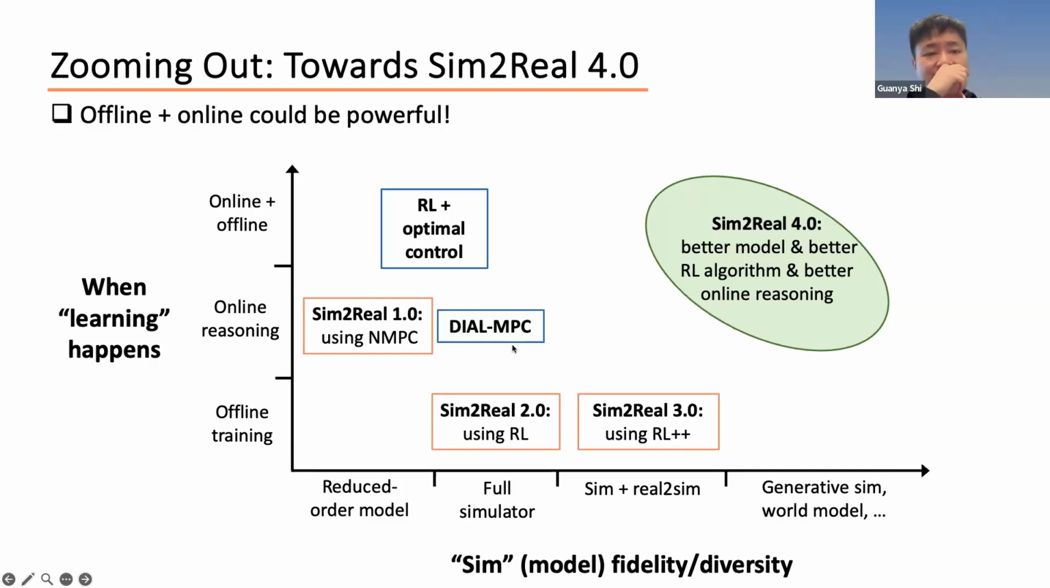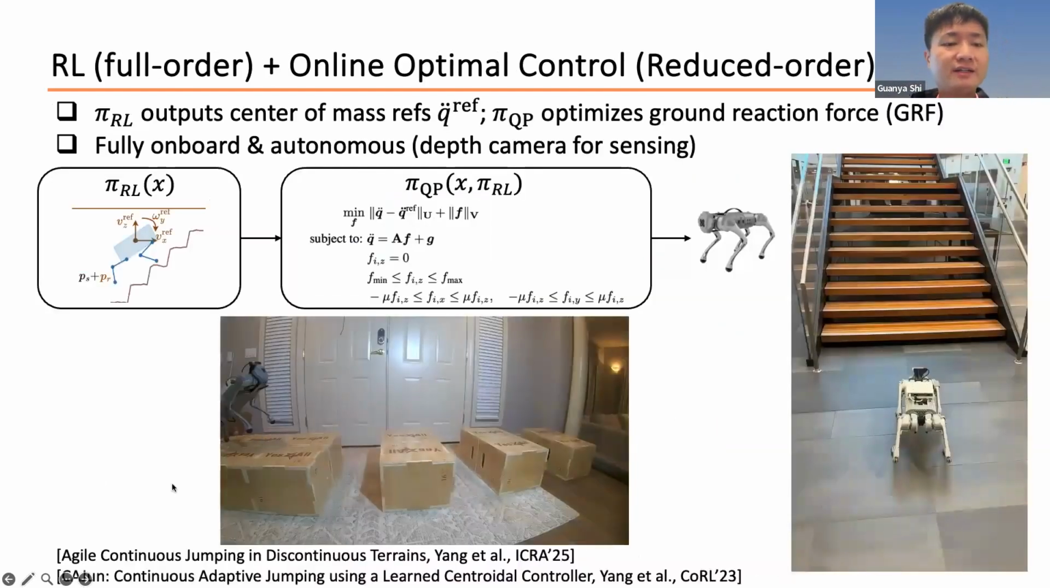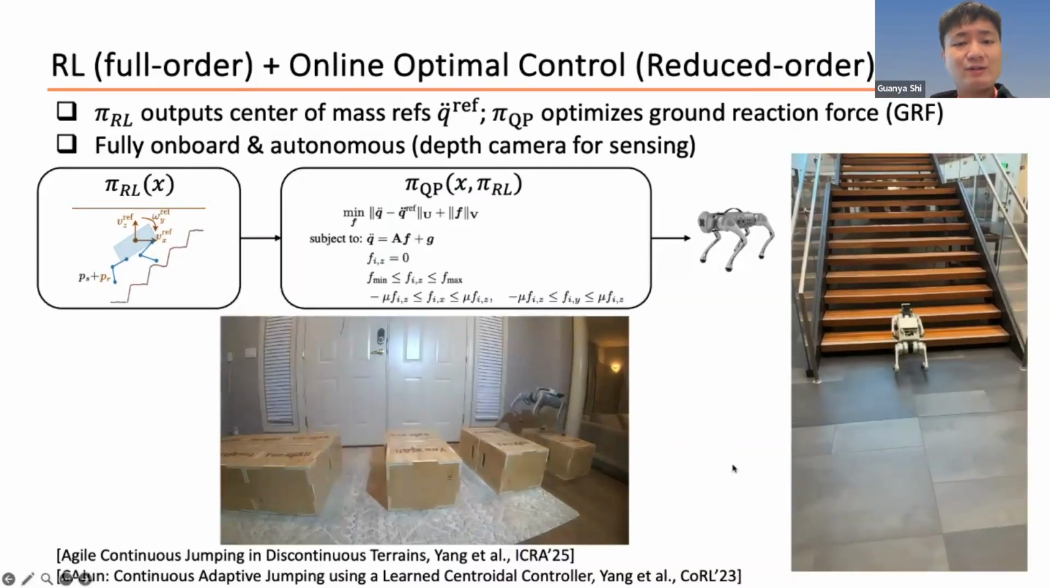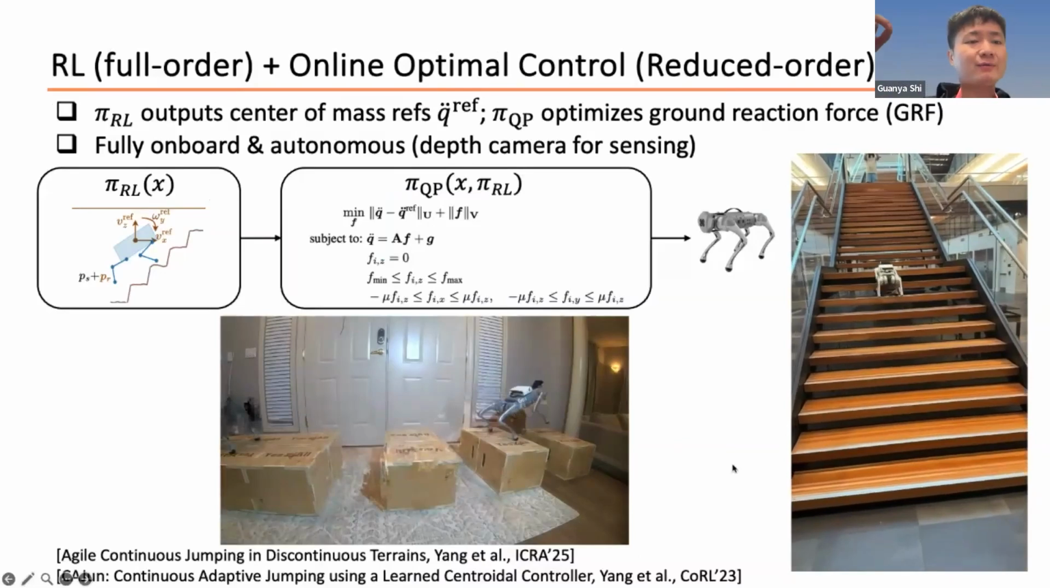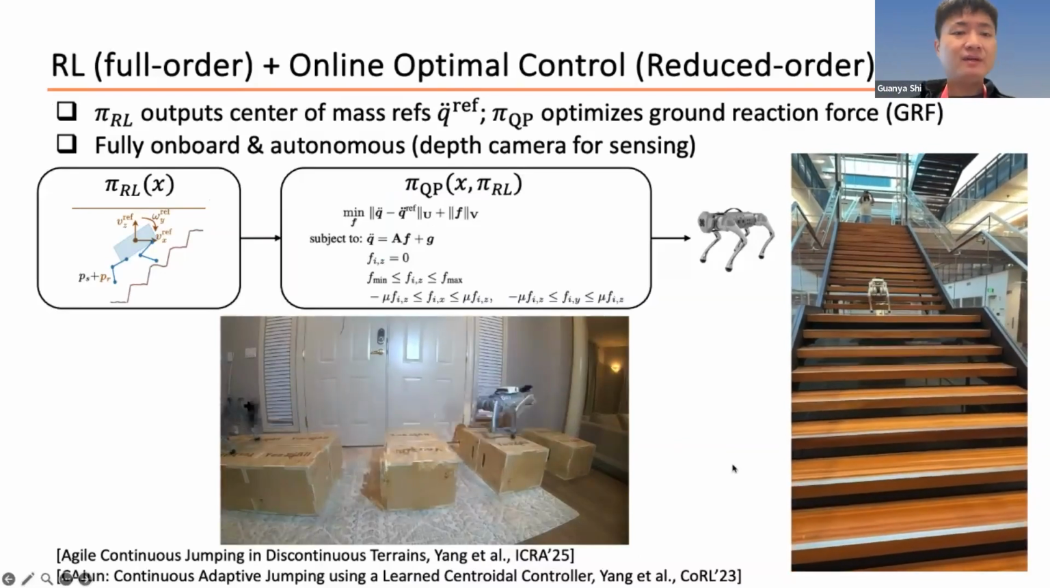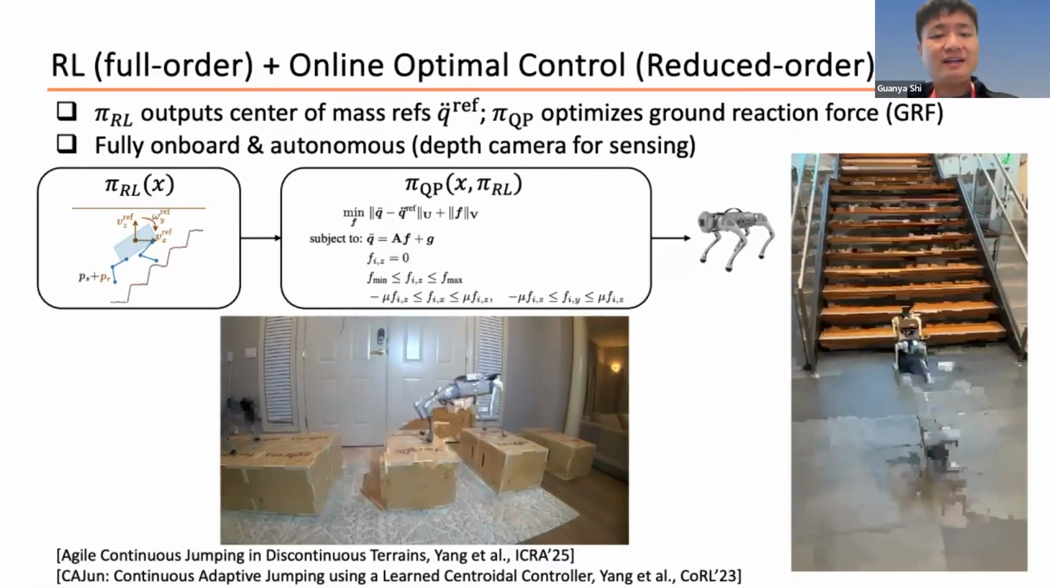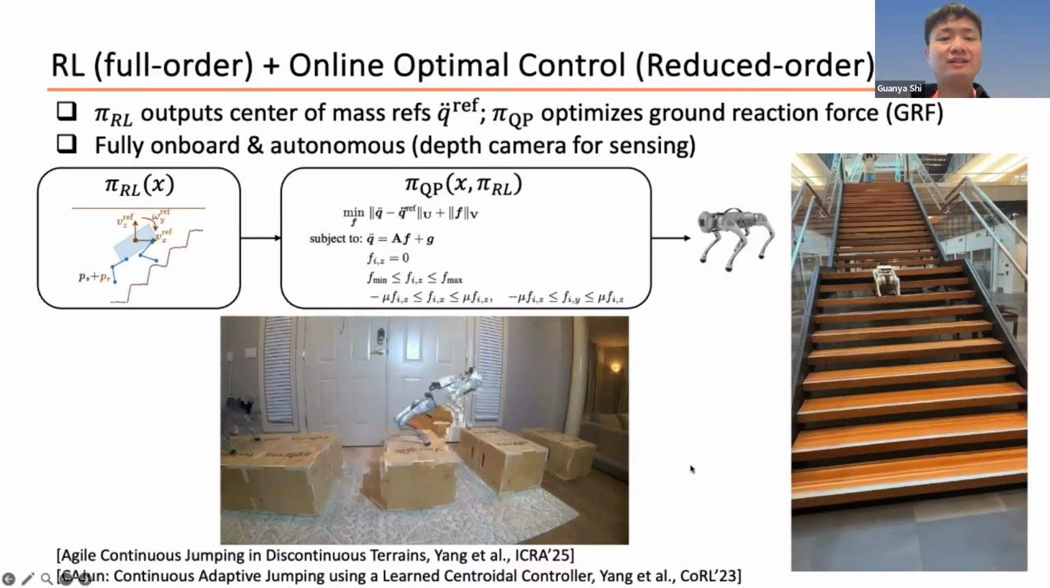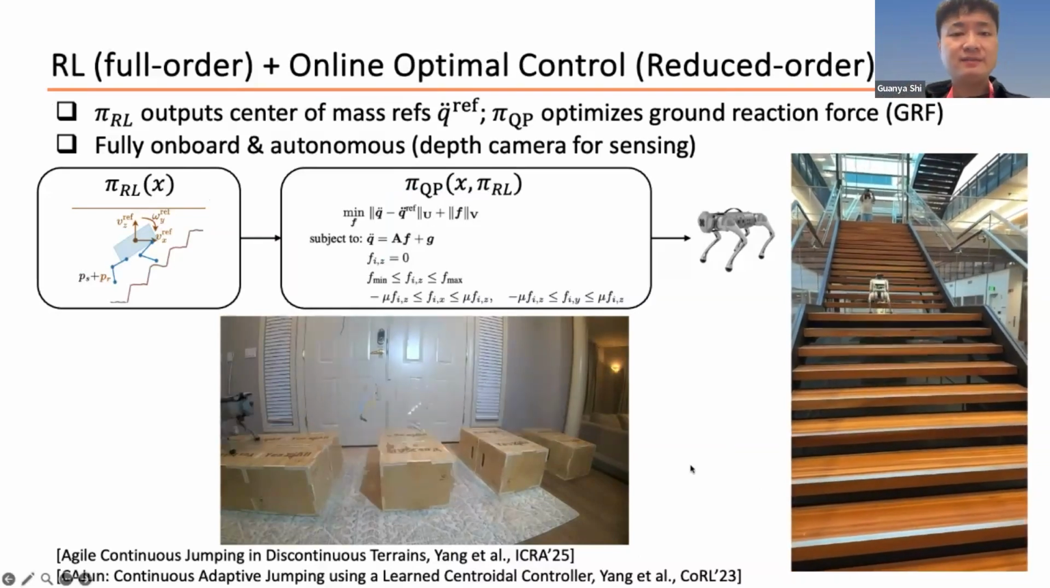Finally, I want to conclude by showing that combining reinforcement learning and optimal control could be very powerful, even if the optimal control part is reduced order. This is some quadruped parkour work we did 2 years ago, which combines reinforcement learning and some online optimal control. We found this is much more stable and much more robust.